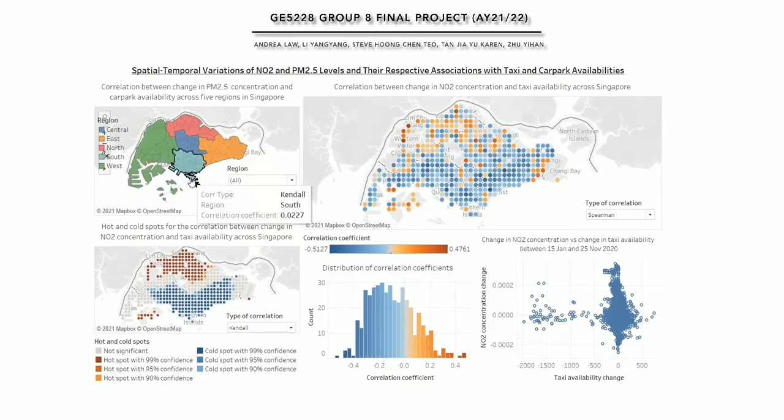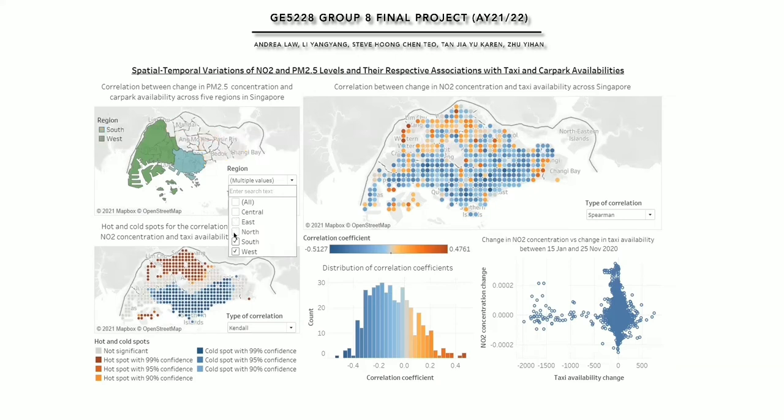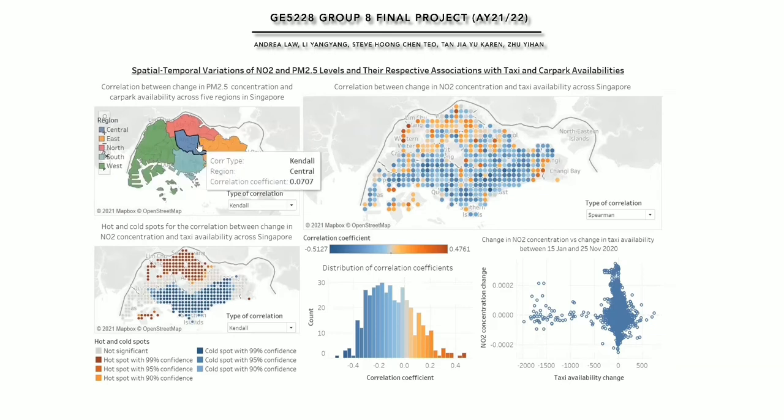As a user, you will be able to select a single type of correlation from this drop-down box over here. And you can also select multiple regions or just a single region from this drop-down box on top. Once the custom filtering and selection is completed, hovering your cursor on the selected regions will display information including the type of correlation, region, and also the corresponding correlation coefficients.